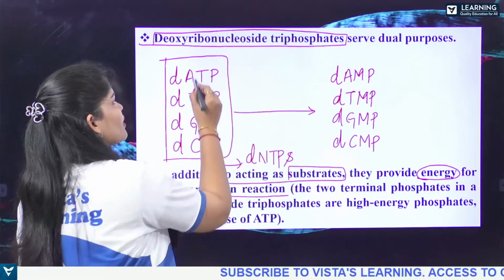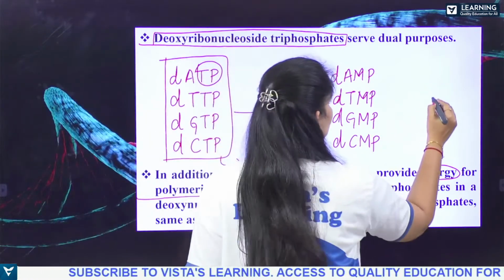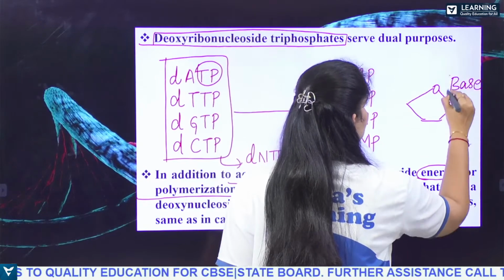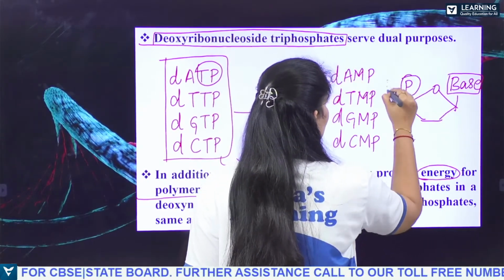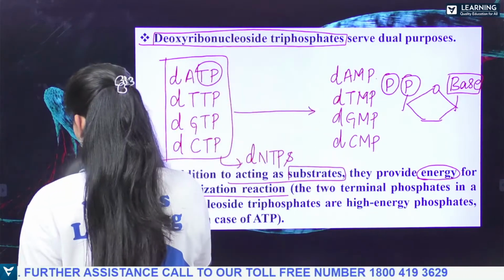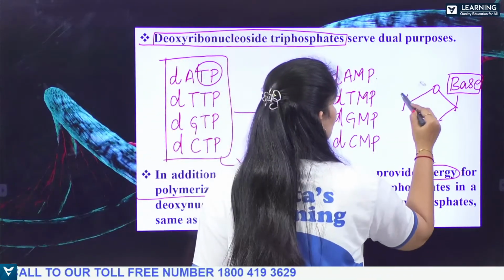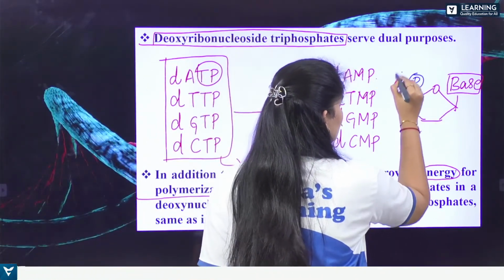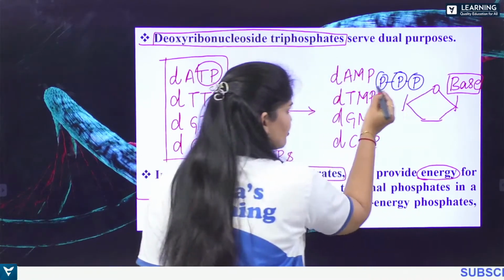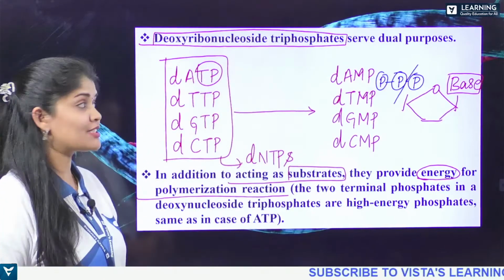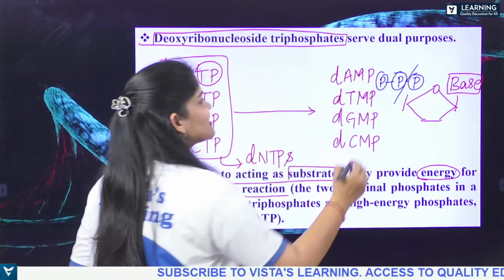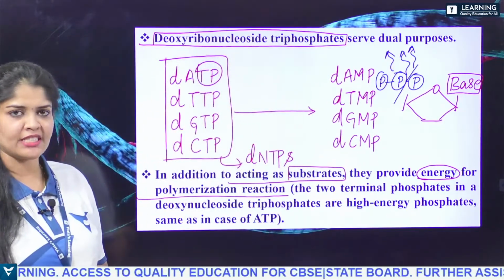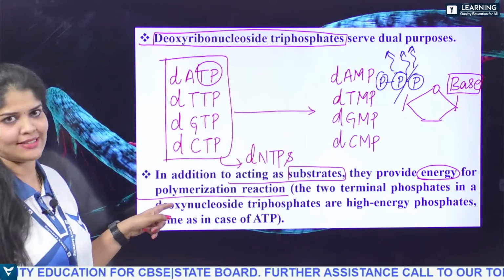Where is it getting it from? From the terminal two phosphates. Here is a base, right? And this is the sugar which attaches to the triphosphate, three phosphates, right? Breaking of this terminal two phosphates, like triphosphate to monophosphate, releases energy. This is the reaction where liberation of the energy takes place, and that energy is useful for the polymerization reaction.